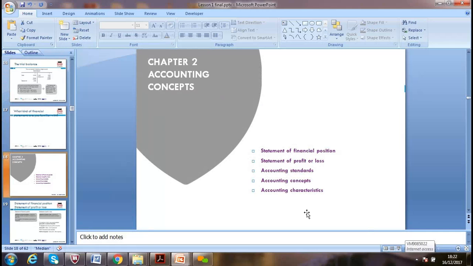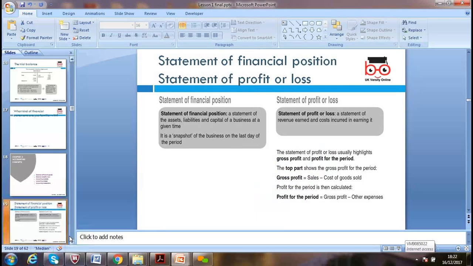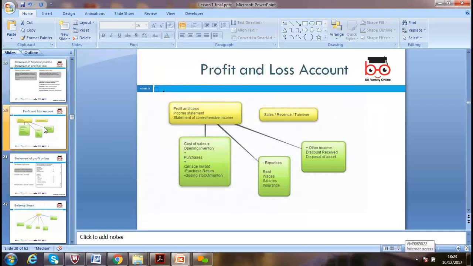These are the statements we normally prepare: the statement of financial position, which we also call the balance sheet, and the profit and loss. We always need to look at the standard and the concept of debit and credit being explained. The statement of financial position, the balance sheet, shows all the assets, liabilities and capital, and the profit and loss, as the word indicates, is where we put all the income, all the expenses, all the profit.